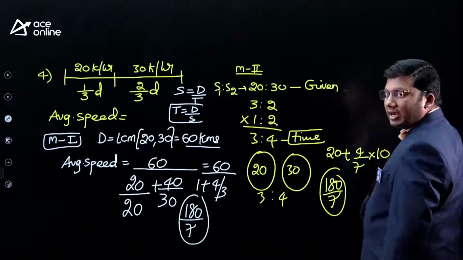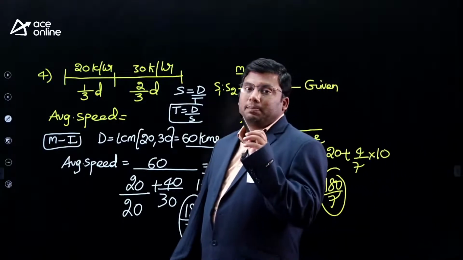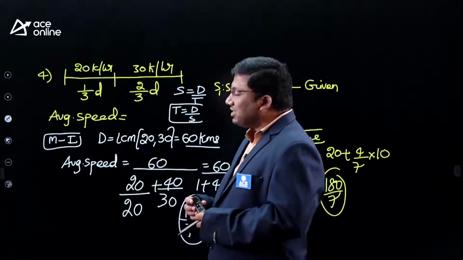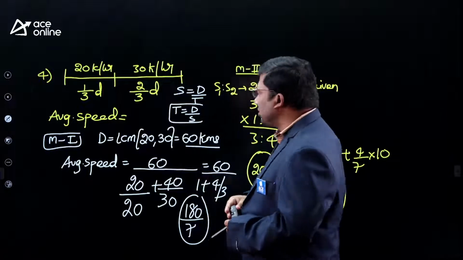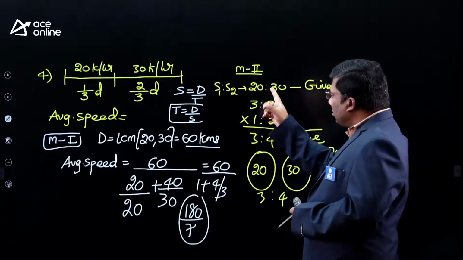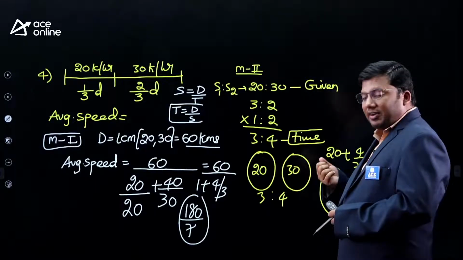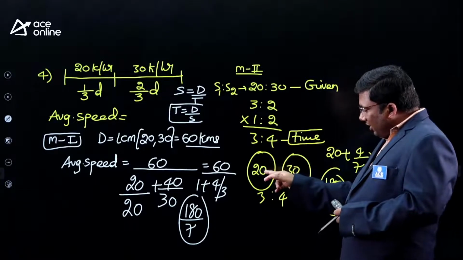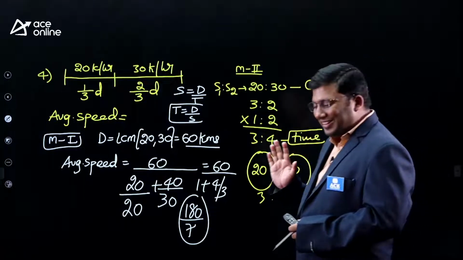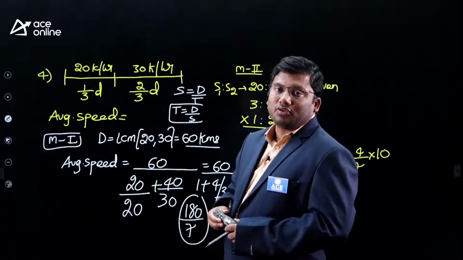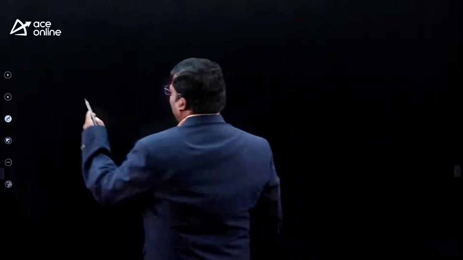Is the idea clear? 20, 30, right? 3:2 would have been the time period ratio if the distance was the same, but the distance they are covering is 1/3 d and 2/3 d. So it is 1:2. 20:30 in the ratio 3:4. So average speed will be 20 plus 4 by 7 into 10. I hope the idea is clear. Same logic will also work if you are making it into parts. Fourth question, I hope it is clear. Two more questions we will solve.